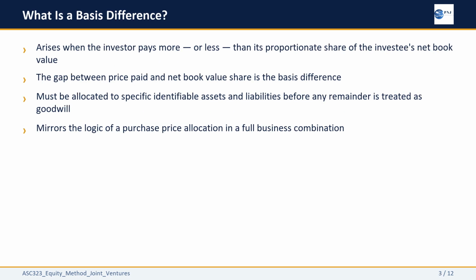Think about the last time your company paid a premium to acquire a stake in another business. That premium did not appear out of thin air. It reflects real value embedded in the investee's assets that the book value simply does not capture. When you pay more than your share of net book value, you have a basis difference. The accounting rules require you to track exactly where that extra cost lives, because different assets have different useful lives and different implications for your reported earnings. You cannot lump it all together. Each piece needs its own home. Next, we will look at how to break that difference apart systematically.